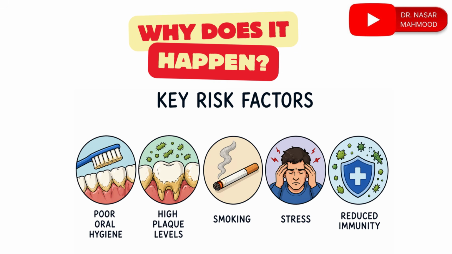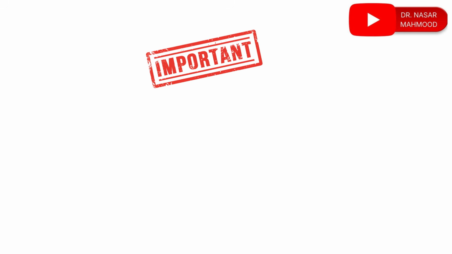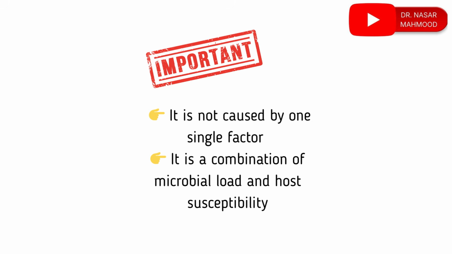Now, why does it happen? ANUG is strongly associated with certain risk factors. Now, the key ones are poor oral hygiene, high plaque levels, smoking, stress, and reduced immunity. Now, the important point is, it is not caused by one single factor. Rather, it's a combination of microbial load and host susceptibility.